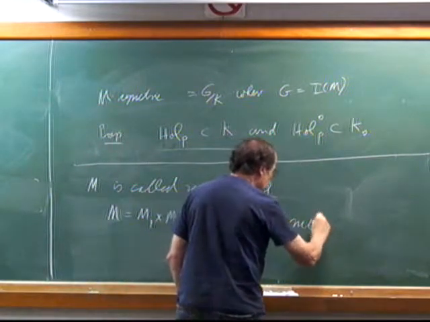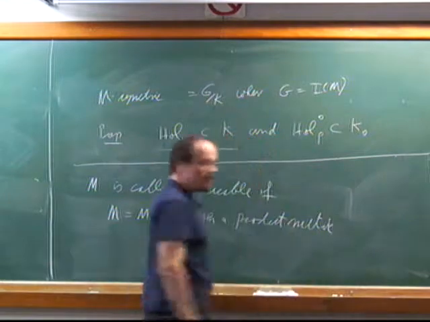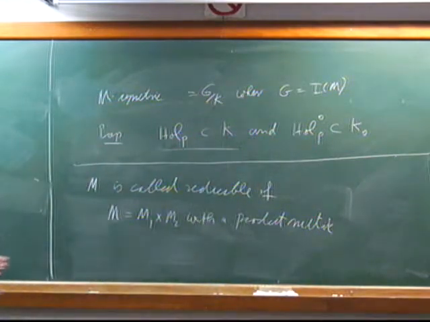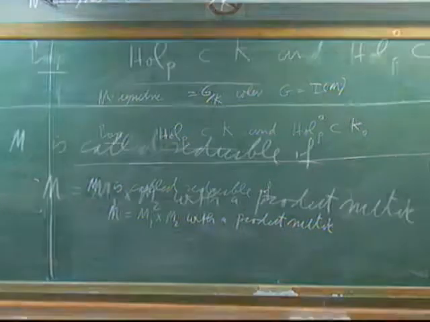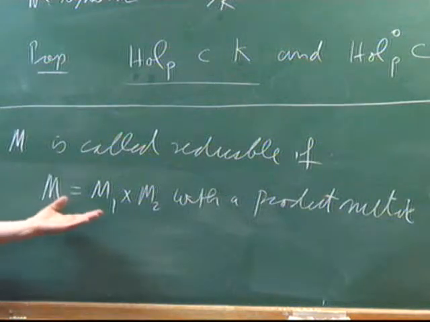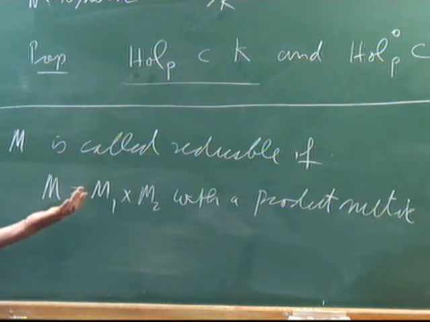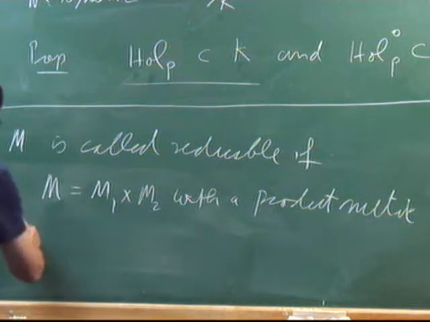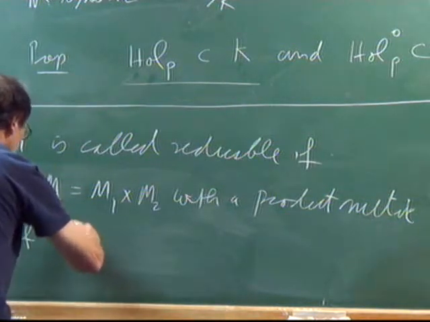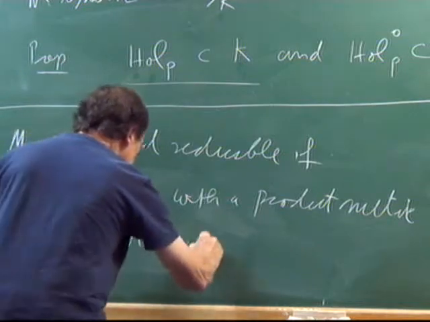So not only is the manifold a product, but also the metric is a product. And then I say the manifold is reducible. And clearly you would like to study manifolds you can't decompose like this, because usually products are easy to understand. So I say if not, M is called irreducible.